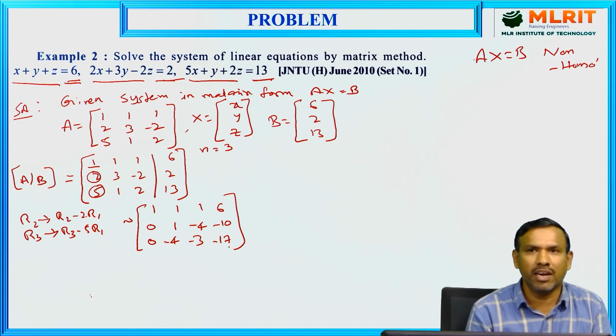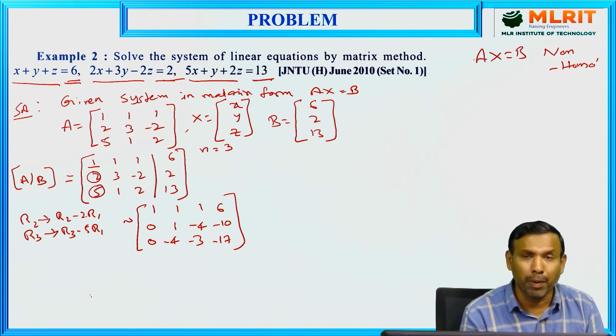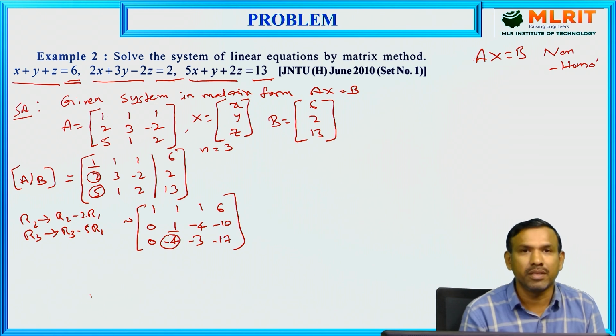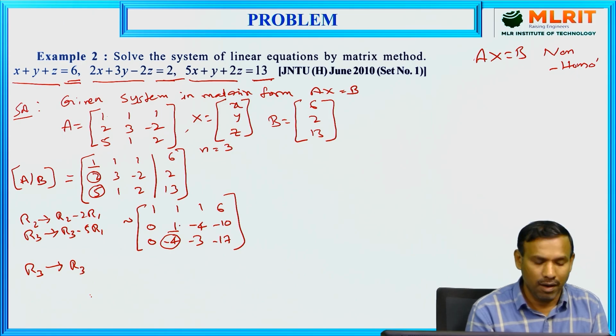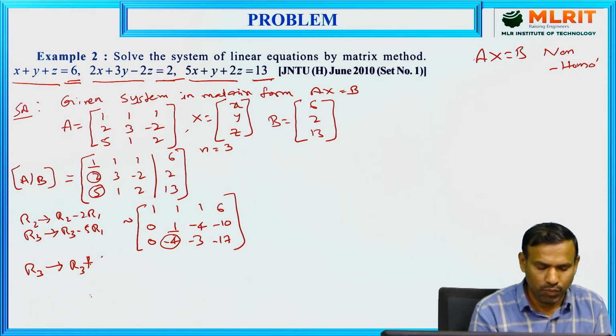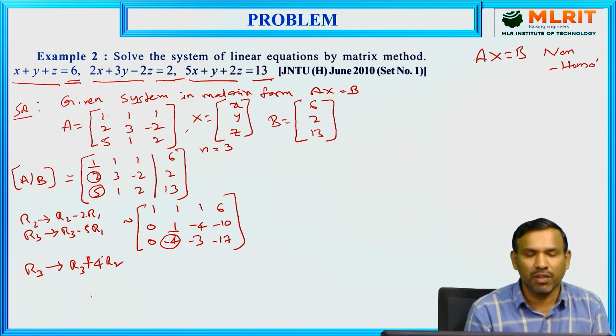Okay. So still it is not in echelon form. So we have to make, using the second row, the element below the second diagonal element 0. That is, R3 has minus 4, so let us make R2 plus 4, that is R3 plus 4R2.